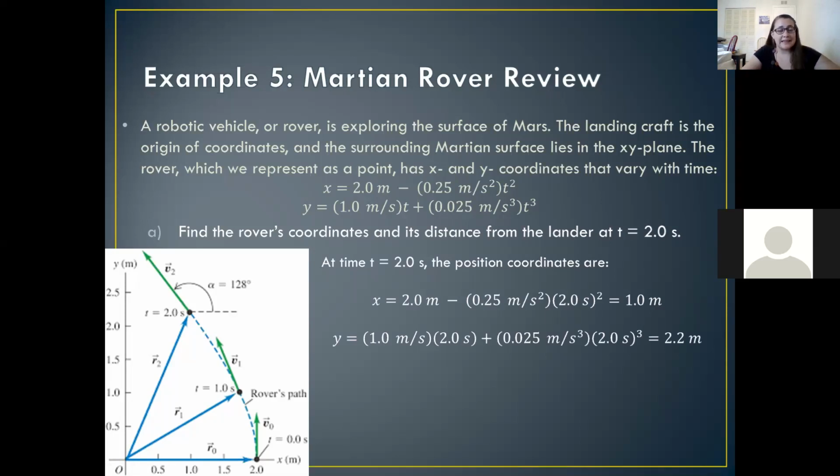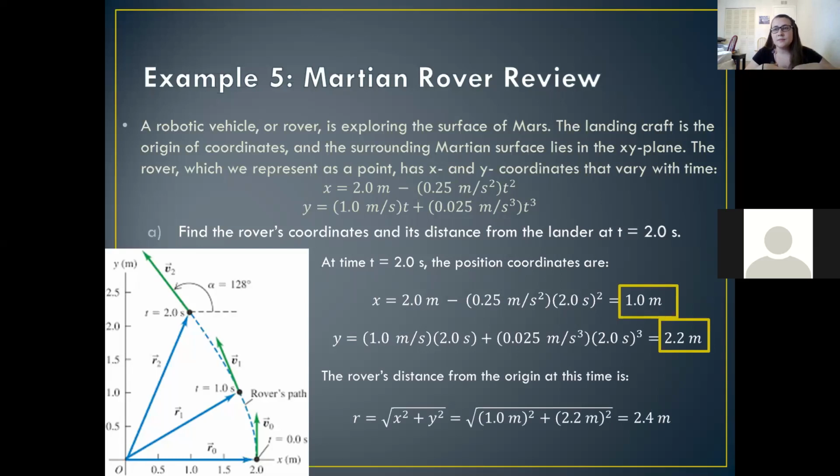And our y coordinate at that time, again, we plug in 2 for our time. So 1 times 2 plus 0.025 times 2 cubed. And that gives us a position of 2.2 meters in our y direction. Okay, so those are our 2 position coordinates. And we're going to use those to find the distance from the lander to our rover at that time.